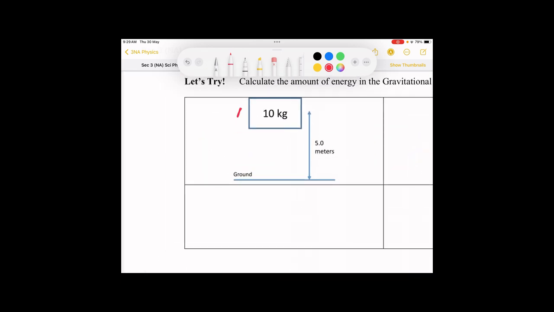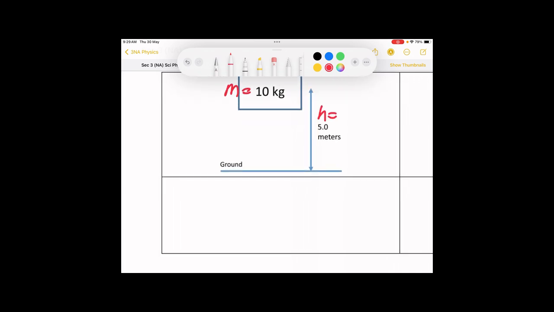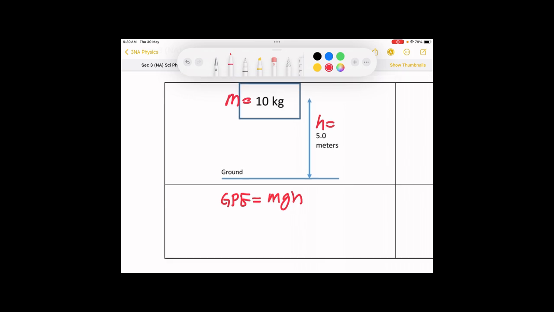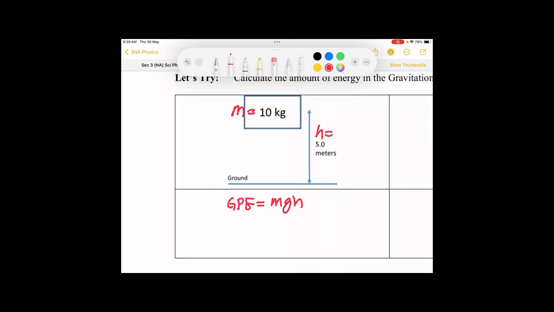So let's see how it plays out in the formula. You have an object of mass 10 kg. This is your height. Height is 5 meters. So as usual, let's write down the formula first. GPE equals mgh. Of course, assuming that this is on Earth, g equals 10 in this case. So let's just sub in the numbers. m is 10, g is 10 because it's on Earth, and h is 5, and that gives us 500 joules of energy in this gravitational potential store.